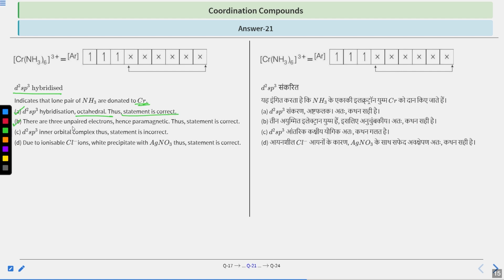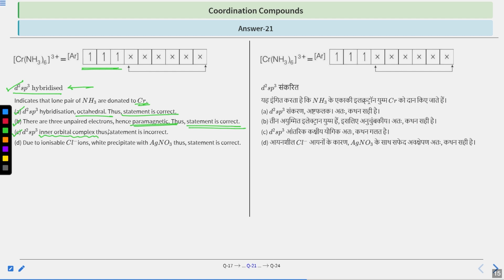According to option B, there are 3 unpaired electrons, hence paramagnetic. You can see there are 3 unpaired electrons while filling the orbitals. You can see here that chromium 3 positive has 3 unpaired electrons, hence it is paramagnetic in nature. Thus, the second statement will also be correct. So option C, d2sp3 inner orbital complex. You can see that it is d2sp3 hybridized. So that means it is an inner orbital complex. Right? It is an inner orbital complex.